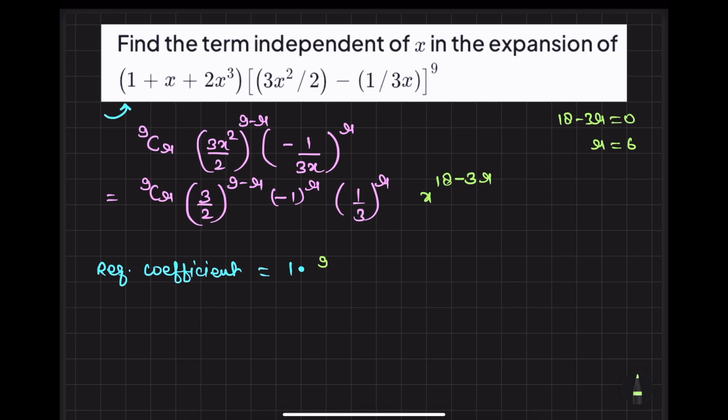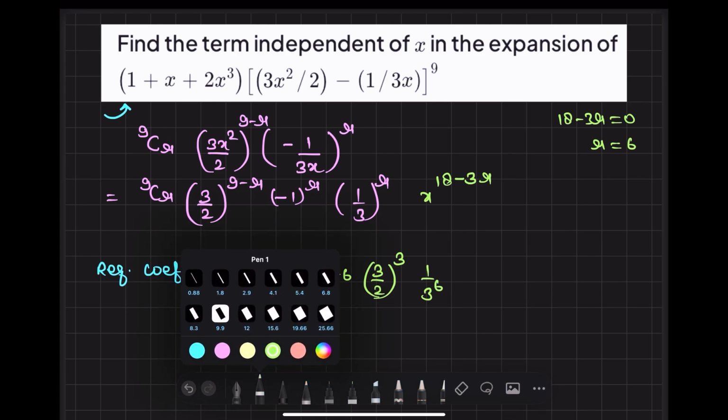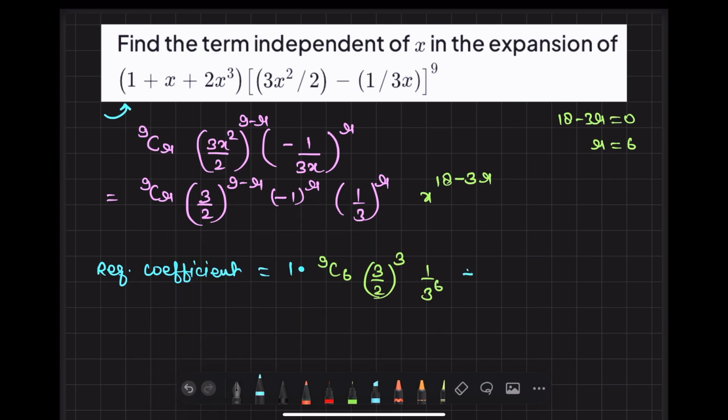So it is 9C6, 3 by 2 power 3, minus 1 power 6. It is even, so it will become positive 1. And then 1 by 3 power 6. Okay, so this is our team 1, with which we will organize the fight.